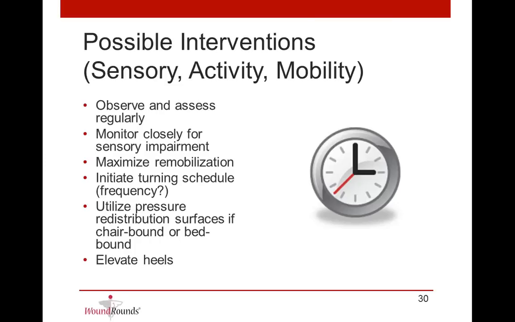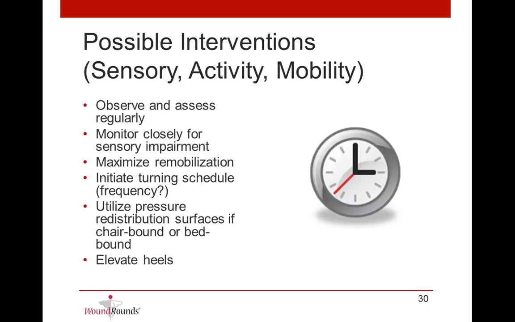Now, we talked earlier about interventions, and this is definitely a key to utilizing the Braden Scale: what interventions can we put in place? Some possible options are on the screen before you. However, this is certainly not an all-inclusive list, but these address things like sensory, activity, and mobility.